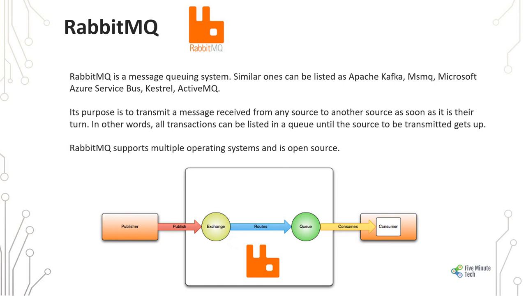RabbitMQ supports multiple operating systems. It could be in different operating systems, and it's also open source. So if you see the below image, we have the publisher which publishes to an exchange. It has the routes to the queue, and the queue is where the consumer goes and consumes those messages. This is the entire section. The middle section is the RabbitMQ area.